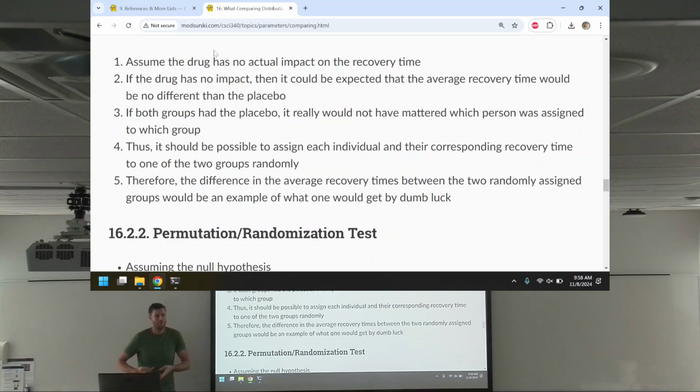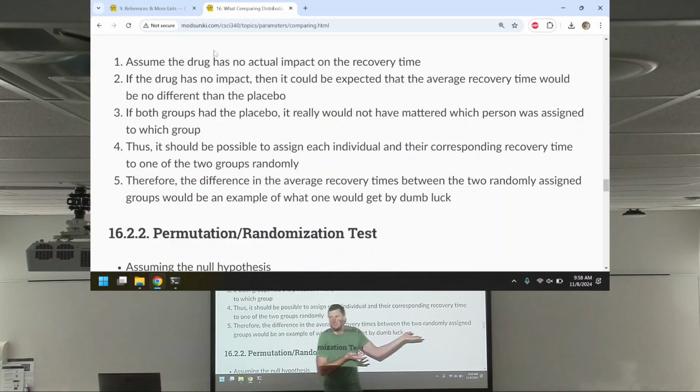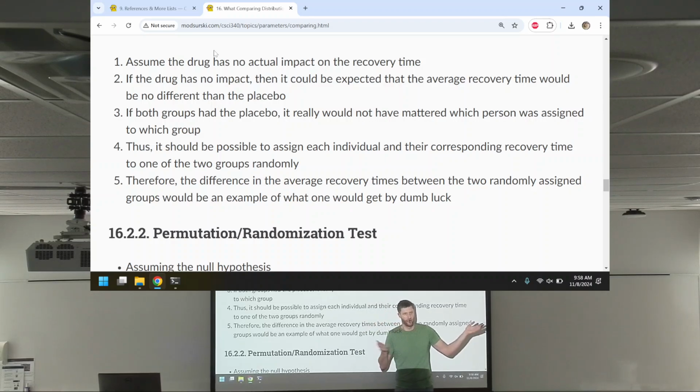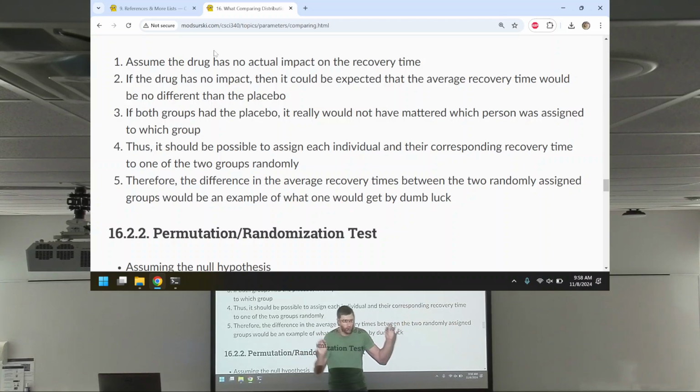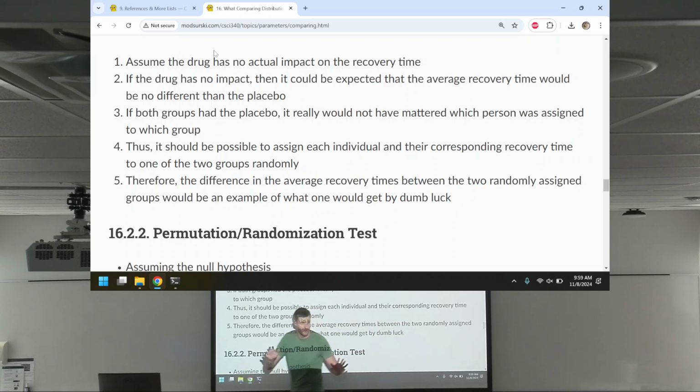Those would be examples of, if it made no difference, then it doesn't matter. That would be an example of the dumb luck difference. Are you sure you understand this? I really hope you're not just nodding and smiling. This is important for you to understand. Do we have any questions, thoughts, concerns, comments at all? Now is the time to ask.